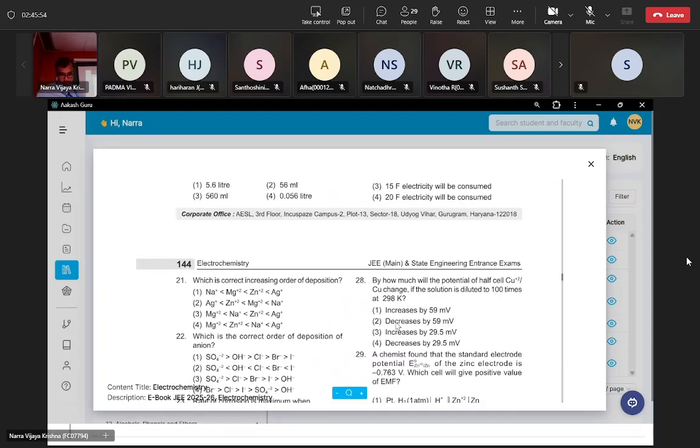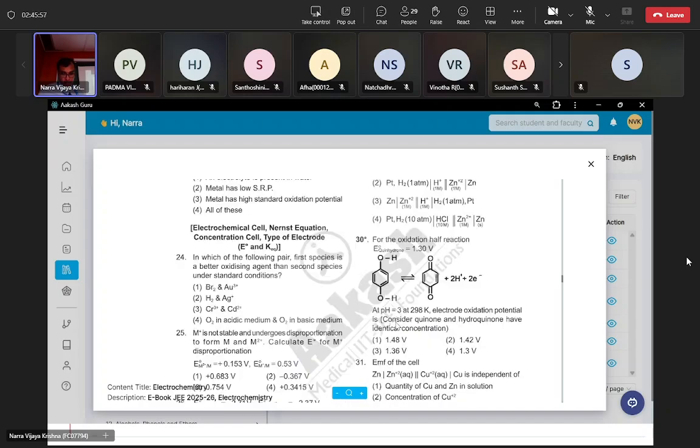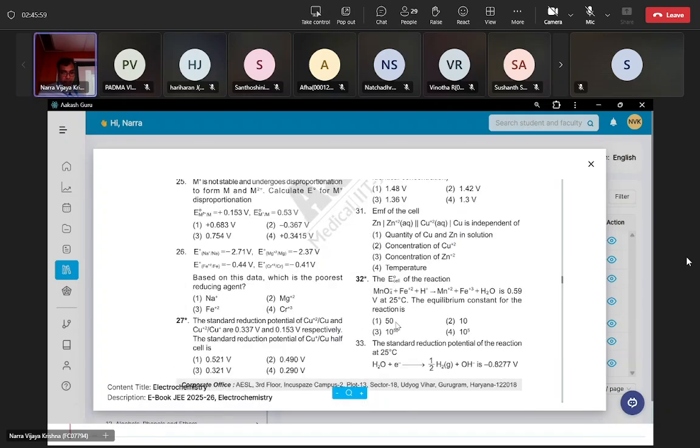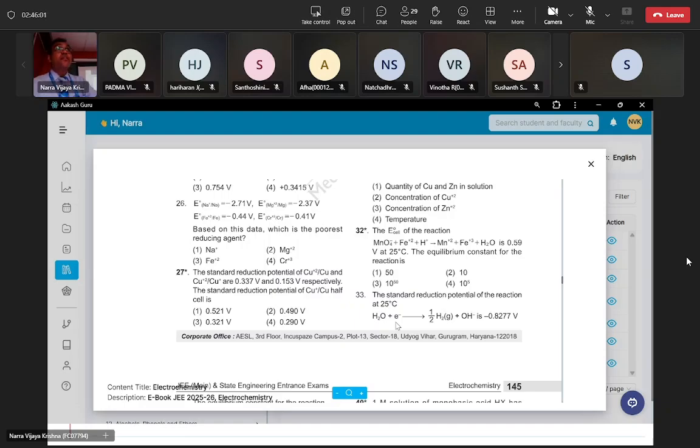19 over. 21, 22, 28, 30, shall we solve? 27 also. 27 done or not?